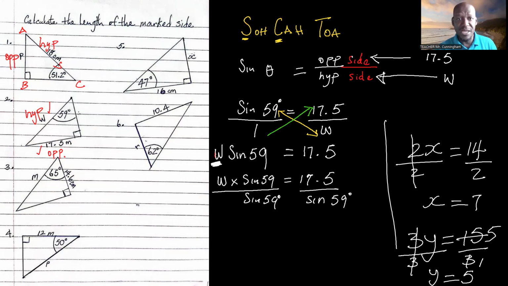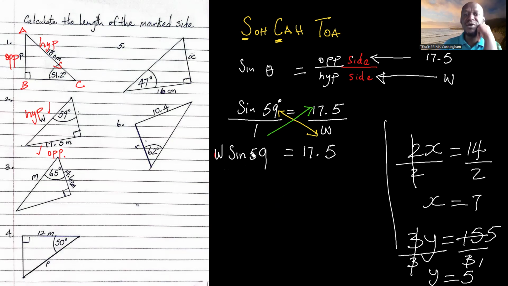So let's go back to what we were doing. Let's go back now to this question. Let me erase it and start all over. I have W from cross multiplying. I have W times sine 59. And here I have 1 times 17.5. So I cross multiply W times sine 59, and then 1 times 17.5 is the same thing.